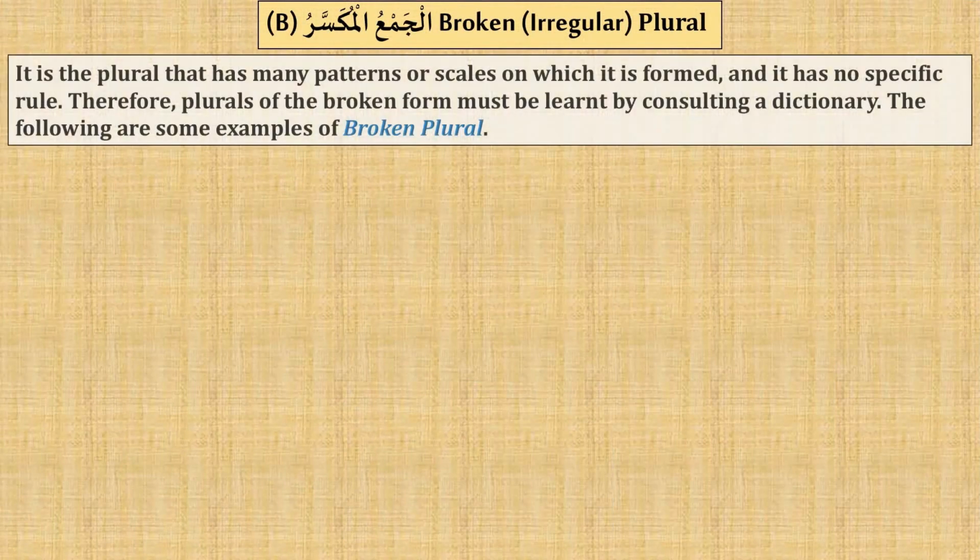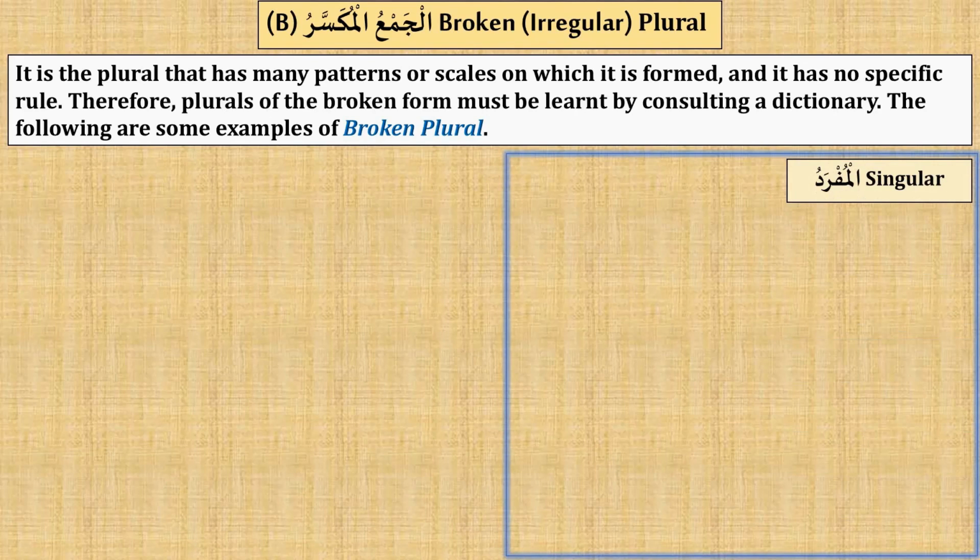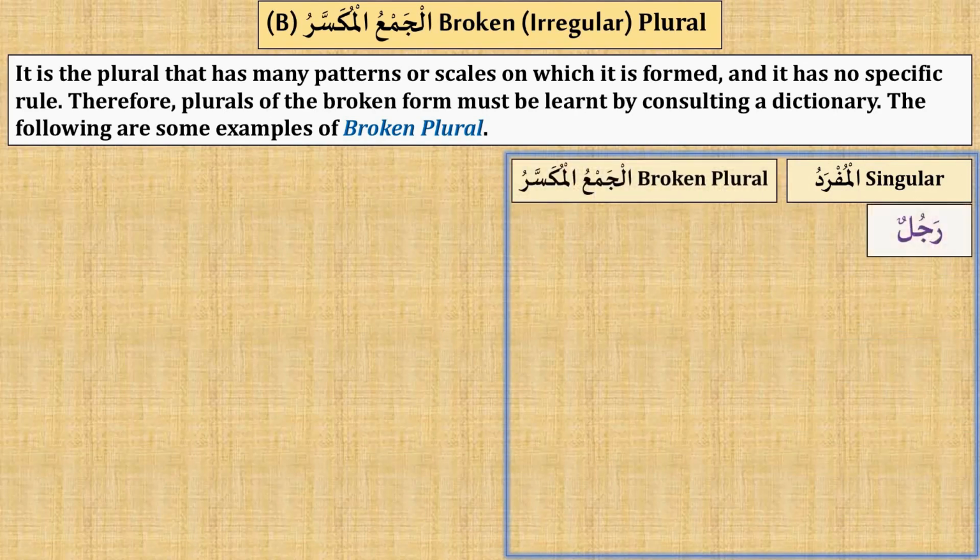And the next plural is الجمع المكسر, the last one, broken irregular plural. It is a plural that has many patterns or scales on which it is formed, and it has no specific rule. Therefore, plurals of the broken form must be learned by consulting a dictionary. The following are some examples of broken plural. المفرد singular. الجمع المكسر broken plural.